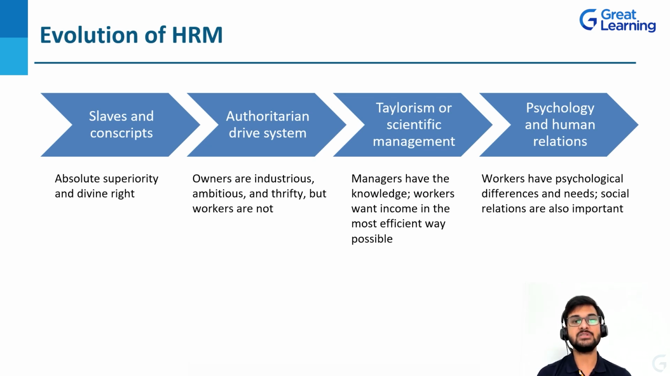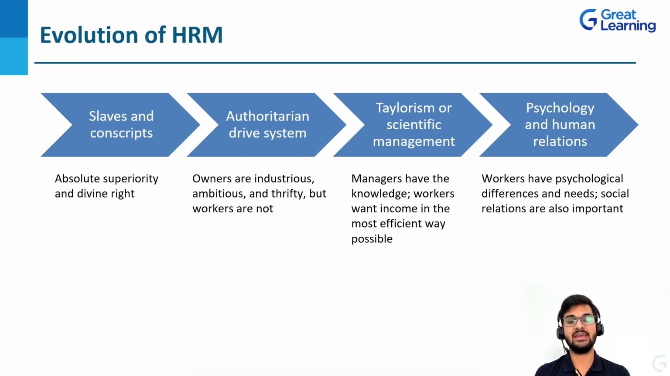So initially, it was entirely a slaves and conscript phase, where it was believed that there's one boss and he's the superior one, all others are inferior. He will give the instructions, others will take the instructions, and that's it. It was absolute superiority and divine right of the boss, of the manager basically. Then things changed and owners are industrious, ambitious, and thrifty, but workers are not. Then there was a belief system of authoritarian drive system, which means owners are industrious, they are ambitious, but workers are not. They just need to follow what the manager or the boss is saying.